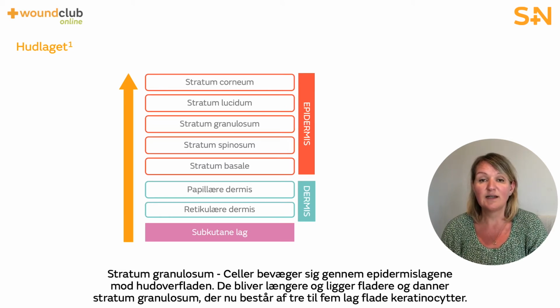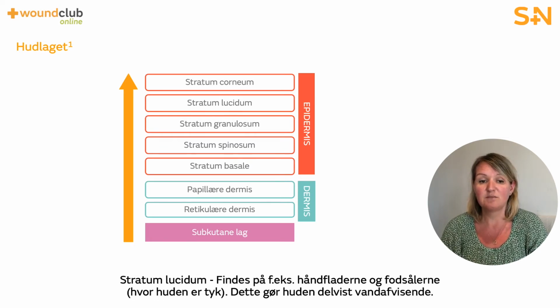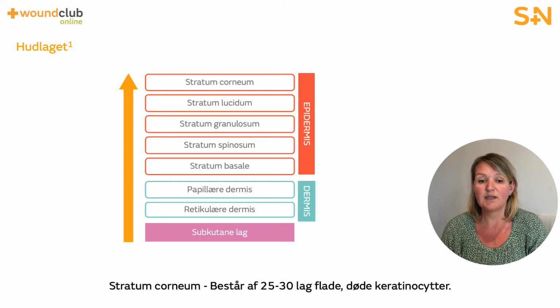They become longer and flatten horizontally and form the stratum granulosum, which is now composed of 3 to 5 layers of flattened keratinocytes. The stratum lucidum is a layer found in areas such as palms of the hands and soles of the feet, and provides some degree of waterproofing to the skin. The stratum corneum is the outermost layer and consists of 25 to 30 layers of flattened, dead keratinocytes.